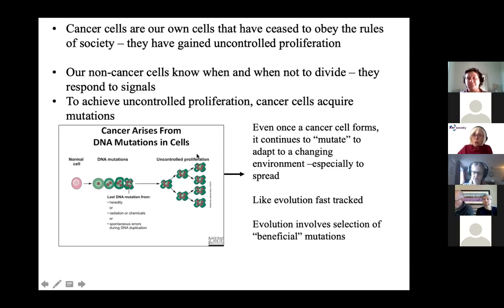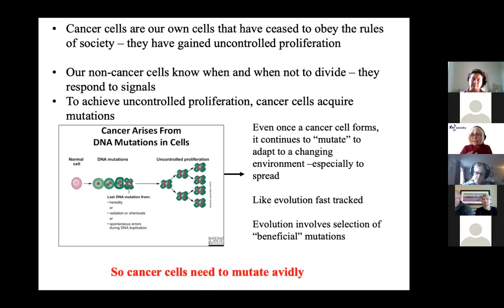Even once you've got to this state of uncontrolled proliferation, a cancer cell needs to continue to mutate to adapt to its changing environment. So it may have started off life as a breast cancer cell, but now it wants to go and invade your liver or something. So it's got to constantly change and adapt. And you can think of it like evolution fast track. And evolution involves the selection of beneficial mutations, and that's what's happening constantly in cancers.